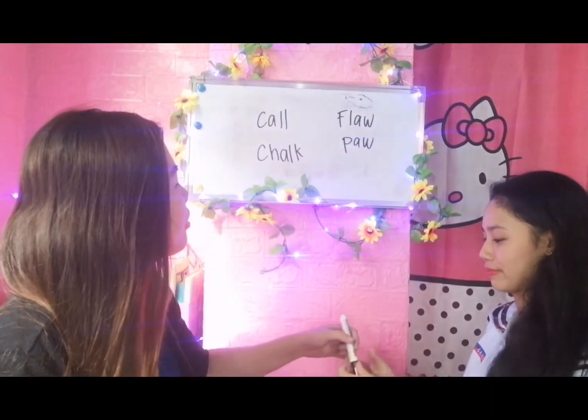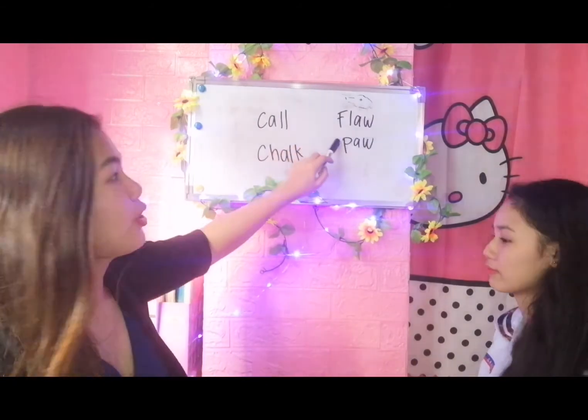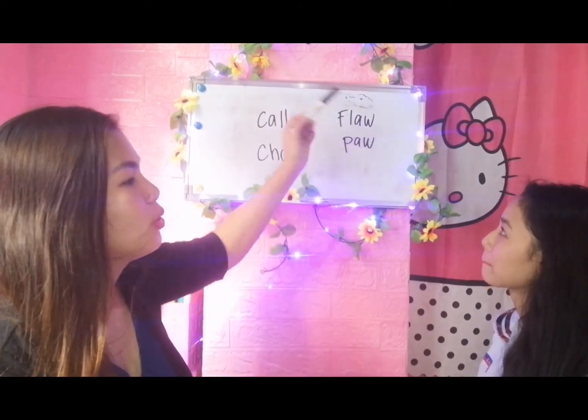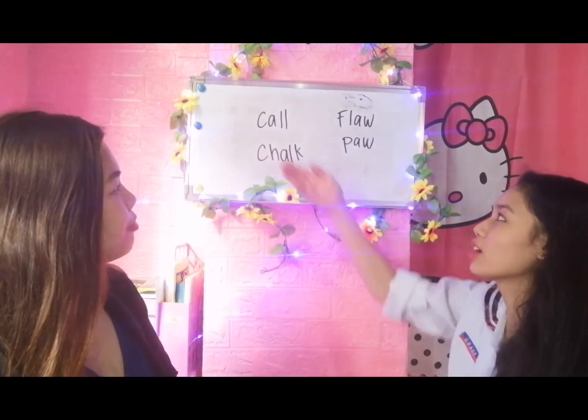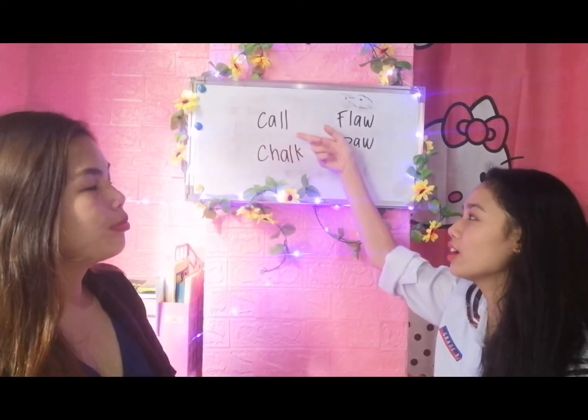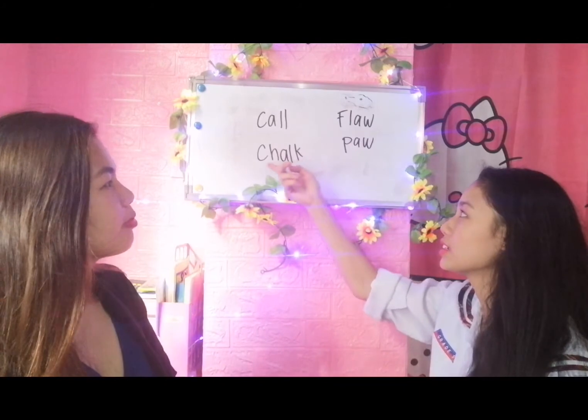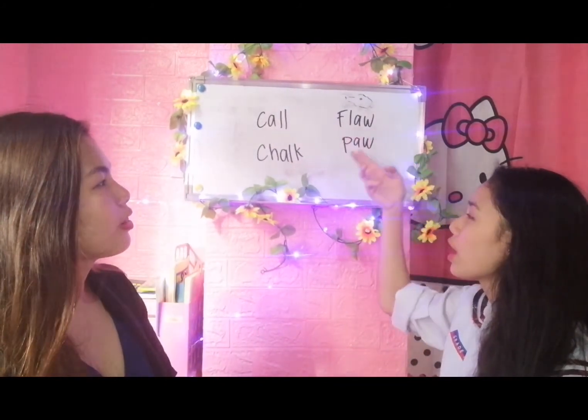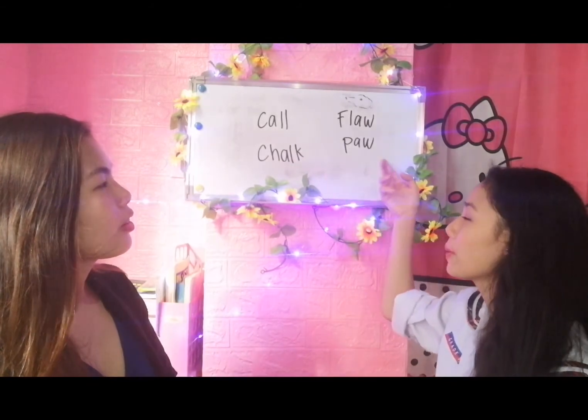Okay, that's right. These are the words where the vowel is followed by L or W. Could you read it for us? Call, call. Chalk, chalk. Flaw, flaw. Paw, paw.